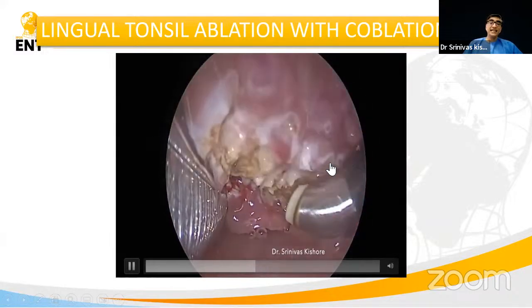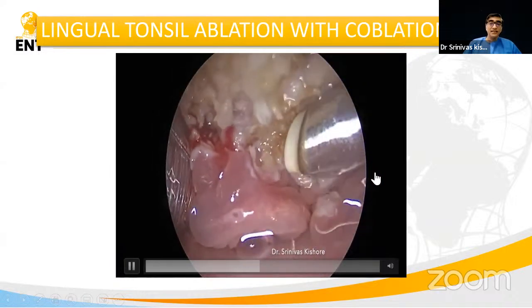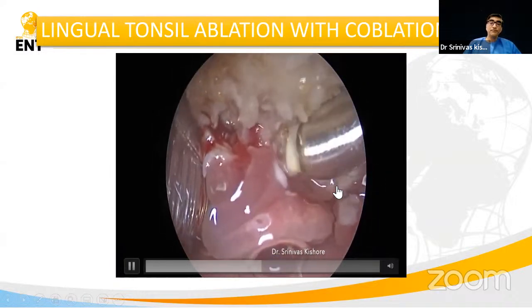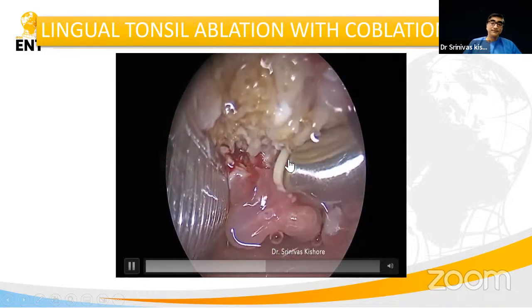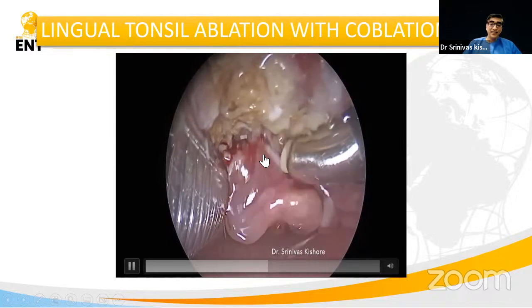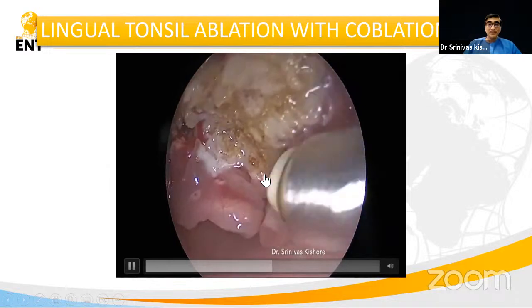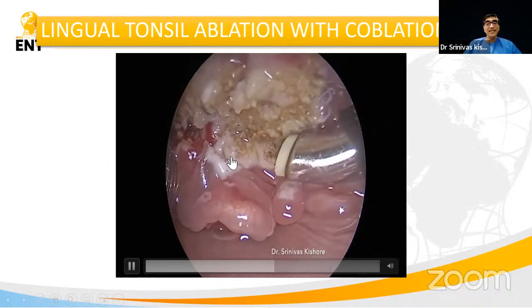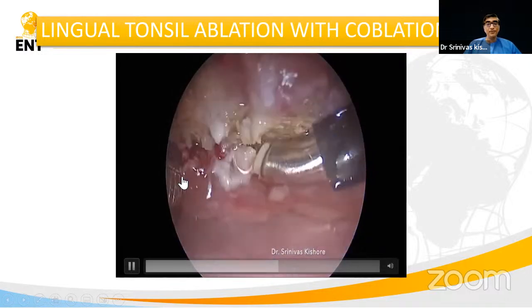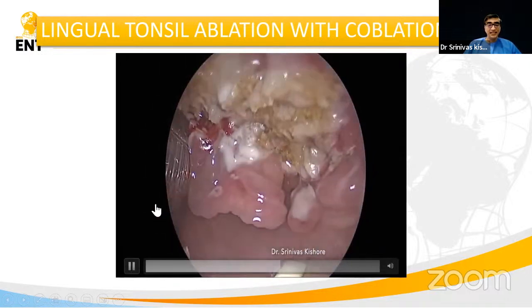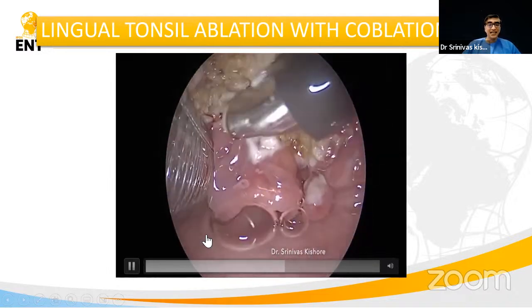So the tricks here are try to keep the wand to one side. Don't dig the wand. Try to put a pressure pump and try to play with the plasma and go side to side, completely exposing the vallecula. That should be your end point of dissection. That's how you have to go about and completely clear it off.